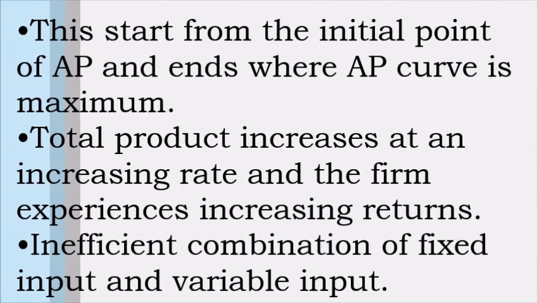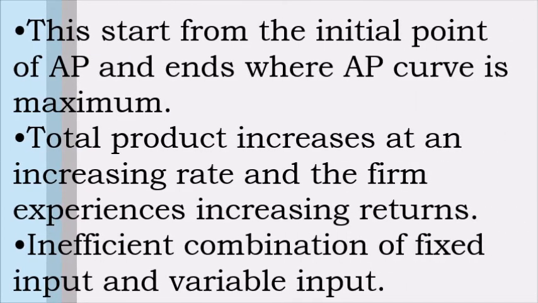Stage 1. This stage starts from the initial point of AP and ends where the AP curve is maximum. Total product increases at an increasing rate and the firm experiences increasing returns. At the initial stages of production, there are inefficient combinations of workers with a fixed piece of land. Labor has space to work.